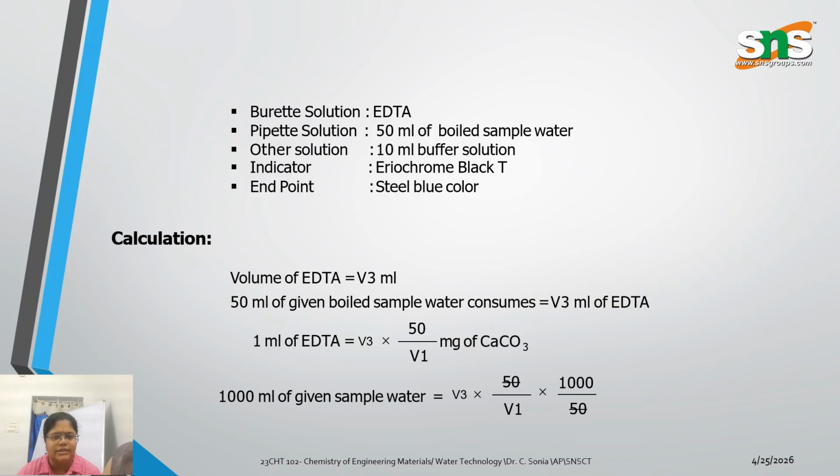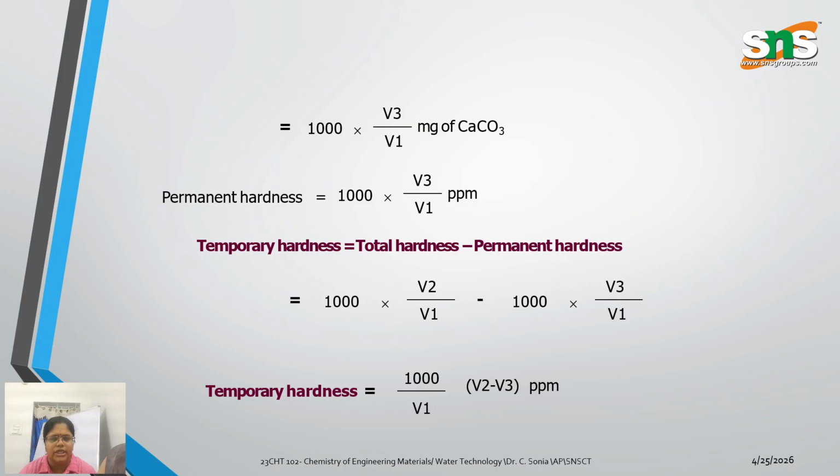So how do you calculate this? Volume of EDTA is equal to V3 ml. So 50 ml of the given boiled sample water consumes V3 ml of EDTA. So 1 ml of EDTA is equal to 50 by V1 mg of calcium carbonate. So 1000 ml of the given water sample is equal to V3 into 50 by V1 into 1000 by 50, that is equal to 1000 into V3 by V1 mg of calcium carbonate. So permanent hardness is equal to 1000 into V3 by V1 ppm.